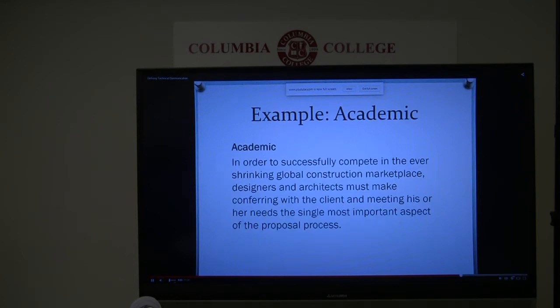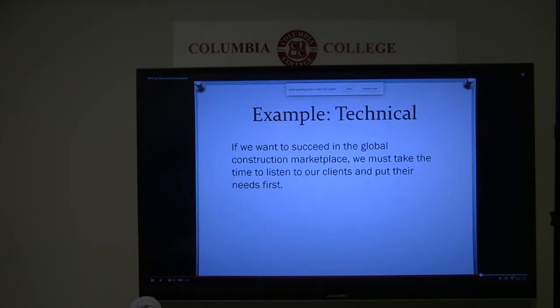I bet that for a lot of you, this type of terminology becomes very comfortable because you're used to it. And this is an example of a statement using the conventions of academic writing. So here we talk about things like, in order to successfully compete in the ever-shrinking global construction marketplace, designers and architects must make conferring with the client and meeting his or her needs the single most important aspect of the proposal process. I am very comfortable with that statement because that's how I was trained to write as an academic. But in the technical world, what you might find is that the same statement would be reworded to look something like this. If we want to succeed in the global construction marketplace, we must take the time to listen to our clients and put their needs first.